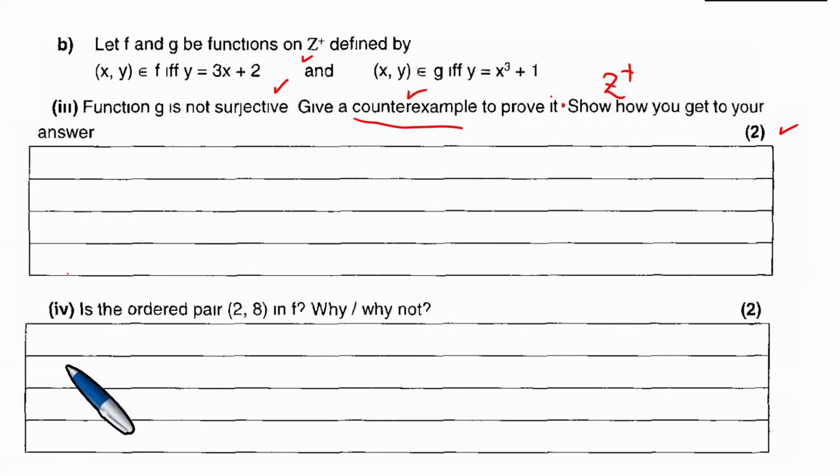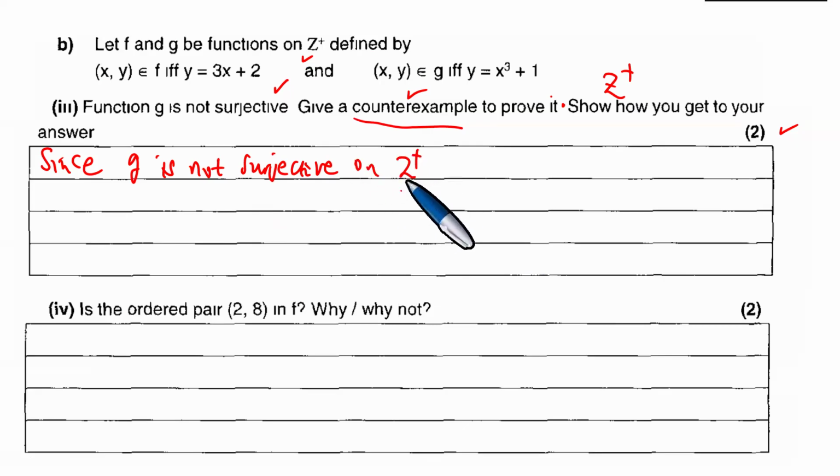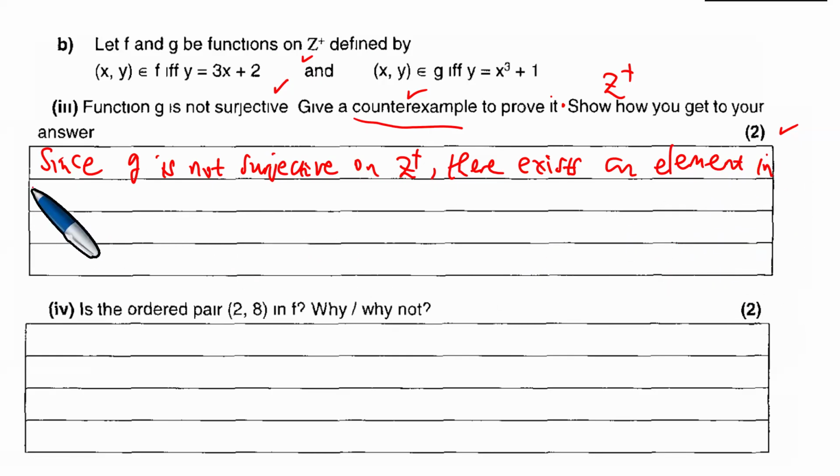We start by saying since g is not surjective on the positive integers, there exists an element in the codomain, not in the range. This is the proof.